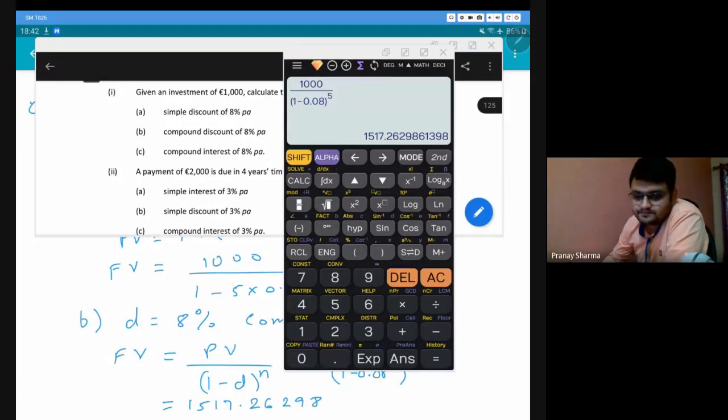1517.26298. So the answer might be in fraction. Just press this SD button that is above delete. If you press that SD button, it goes from fraction to decimal. Okay, SD button just above delete button.